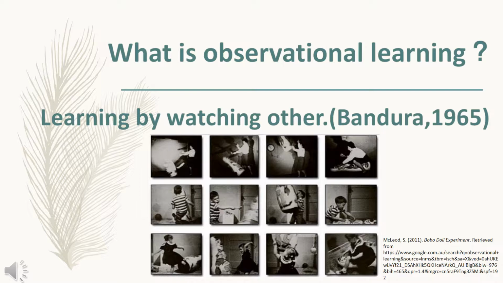The pioneer of observational learning research is Albert Bandura, who published an important study on this. Bandura did a famous experiment called the Bobo doll experiment in 1961. The experiment showed that children could learn violent play behavior by watching a demonstration of violent play.